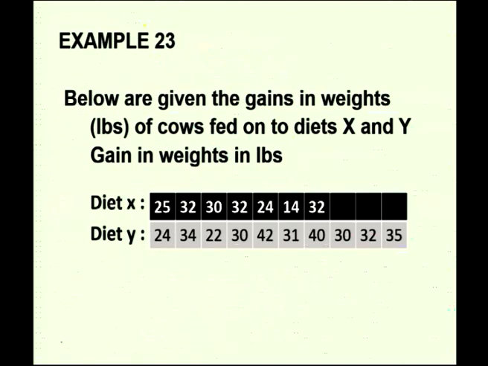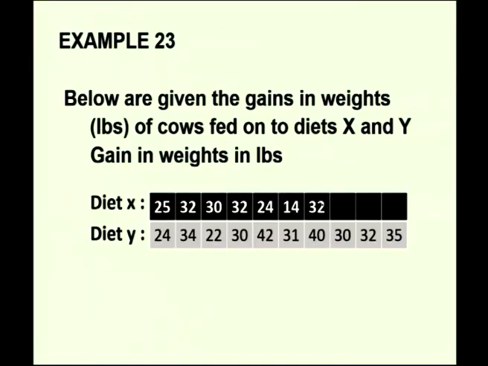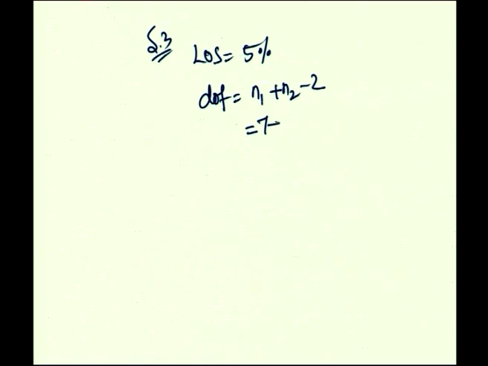Okay. Next, step 3: the level of significance is 5% and the degrees of freedom is n1 plus n2 minus 2. How many values are there in n1? Just count: 1, 2, 3, 4, 5, 6, 7 values, whereas n2 is 10. It is very important that n1 need not be equal to n2, because only 7 cows are taken for feeding with diet X, whereas 10 cows are taken into account for feeding with diet Y. It is not necessary that n1 should be equal to n2. Therefore, n1 is 7 and n2 is 10.